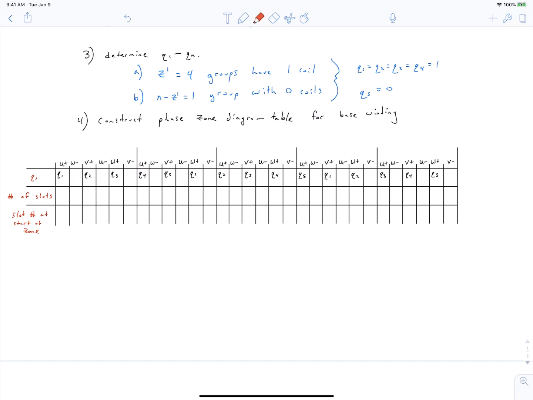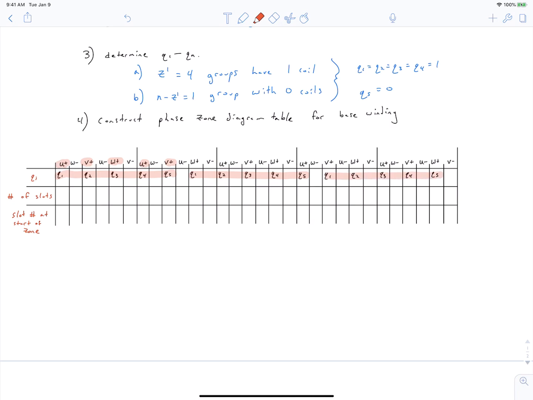And so here I've started constructing the table, and you can see that we've started labeling Q1 through Q5 on only the positive phase zones. And then when we get to Q5, our pattern repeats itself. So we do this, and we keep doing it for the entire base winding length.